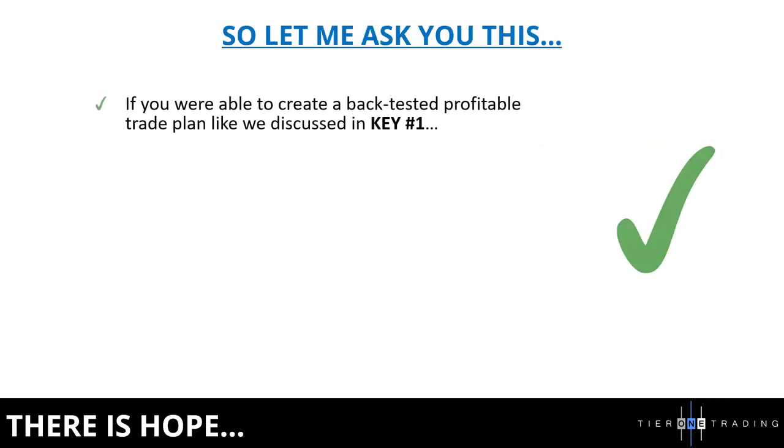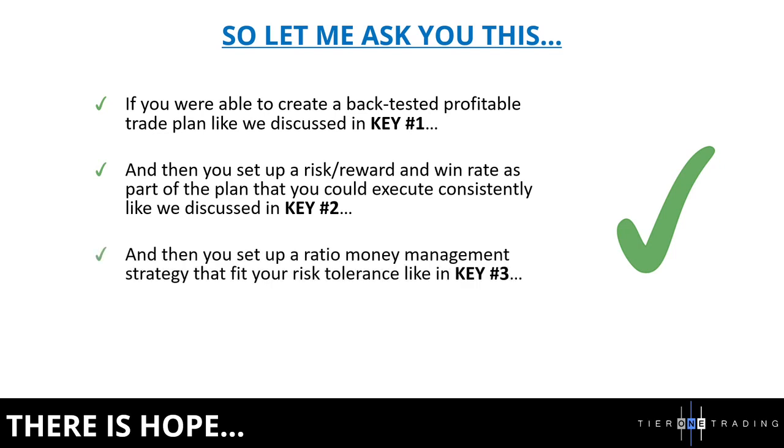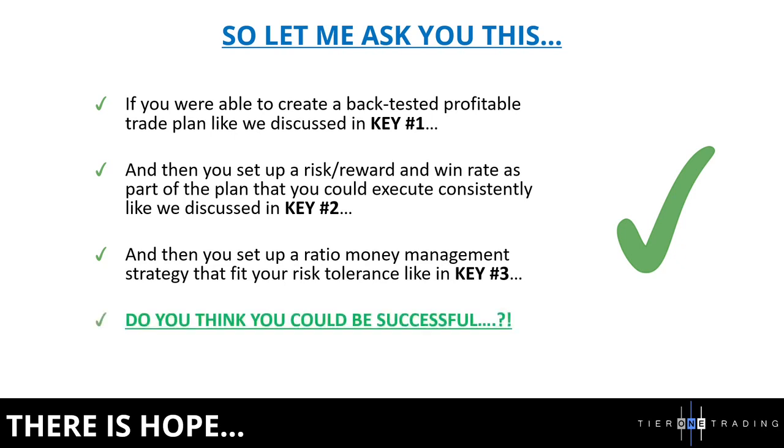So let me ask you this. If you were able to create a backtested profitable trade plan like we discussed in Key 1, then you set up a risk reward and win rate as part of that plan, you could execute consistently like we discussed in Key 2, and then you set up a ratio money management or any money management strategy that fit your risk tolerance like in Key number 3. Do you think you could be successful? Give me a yes in the chat if you think you could be successful. Awesome, lots of yeses. Yeah, I mean, this is how it's done.